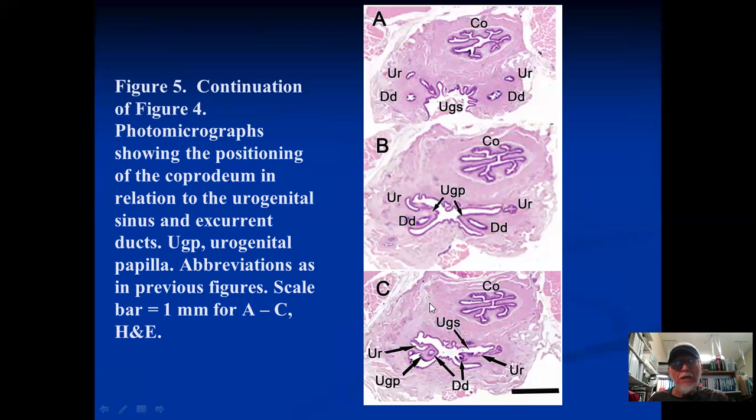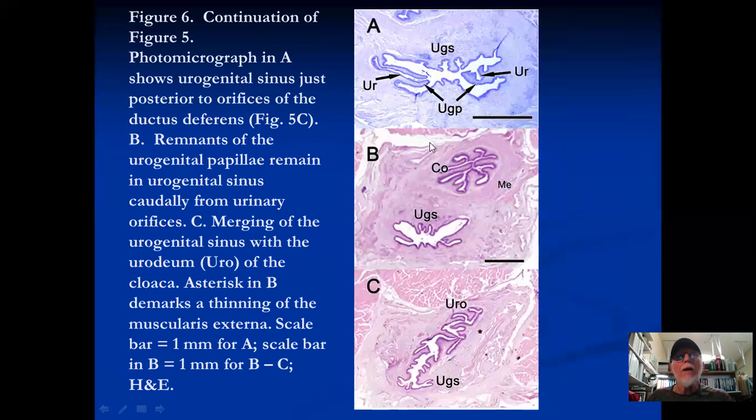Now, if you go on to C, you can see that the ductus deferens on one side at least has dumped into or has merged with the urogenital sinus. And then the ureter is also present on both sides. And this is better shown in the next slide, where you have the ureter extending all the way through the urogenital papilla. And it dumps into the urogenital sinus posteriorly compared to the ductus deferens on both sides.